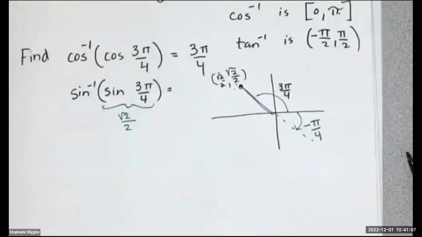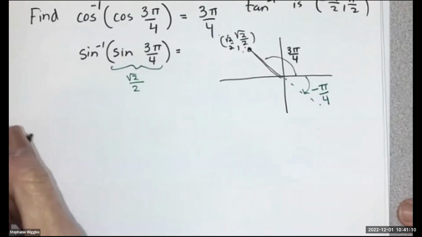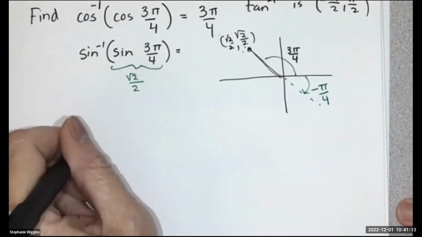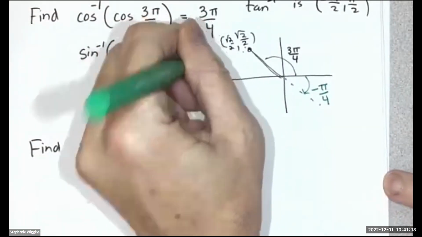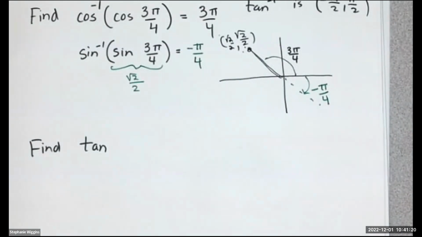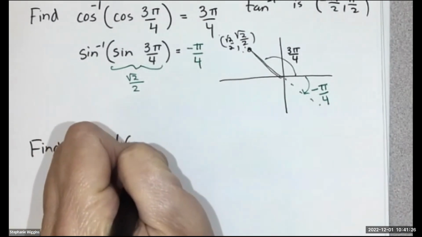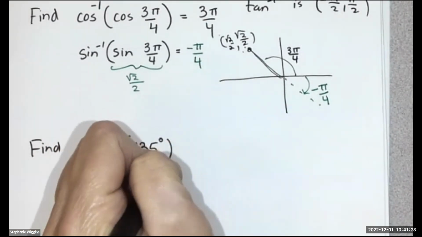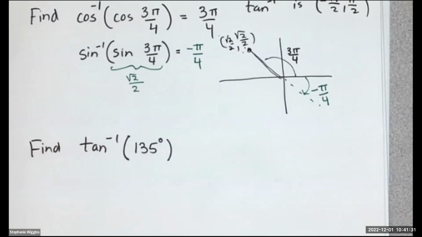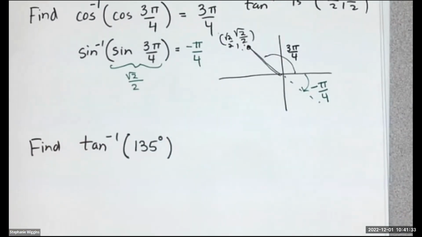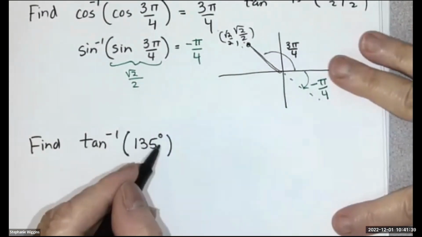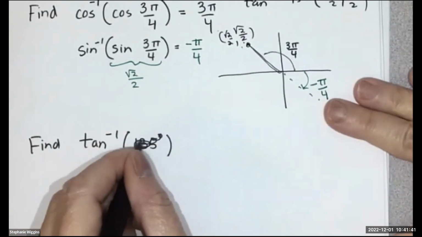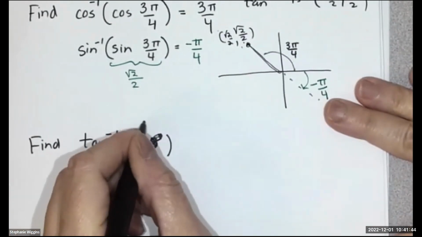Now, let's suppose you just want to calculate tangent inverse of, let's say, 135 degrees. Actually, sorry, I didn't mean to put that in there. I meant to put 1, tangent inverse of 1.